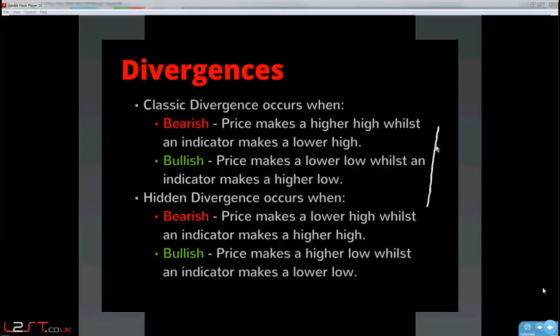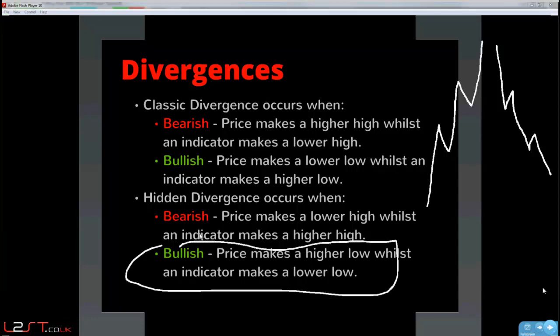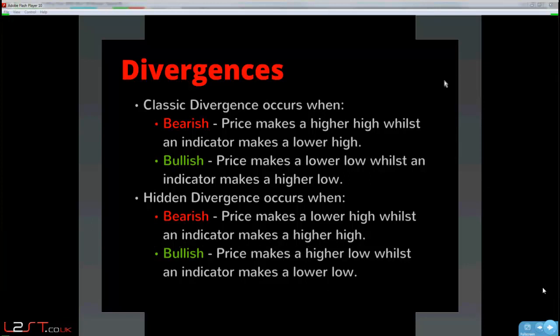Now, we also have hidden divergences, which are usually good for continuations of trending phases. So that will be, for example, the market making a higher low like this and higher highs, whilst the indicator actually starts to do the opposite. It starts to go this way around. So it starts to make lower lows and lower highs. So that will be bullish. So if the market's in an uptrend on these pullbacks, if the indicator is the opposite, that's actually good for continuation of the trend.